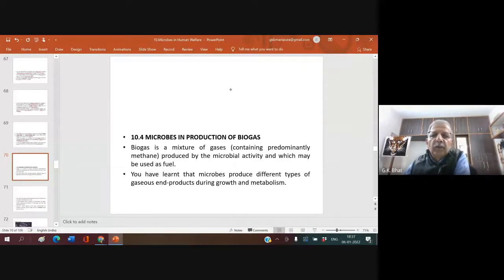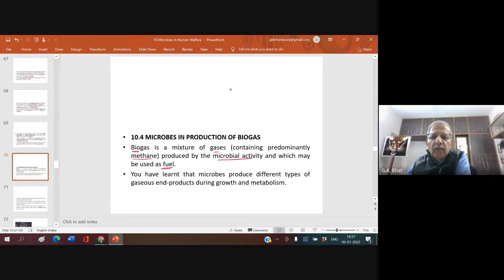Biogas is a mixture of gases containing predominantly methane, produced by microbial activity, and which may be used as a fuel. We are using biogas, gobar gas. We are using a gas cylinder that is also inflammable. Biogas is the one which is produced by living organisms.